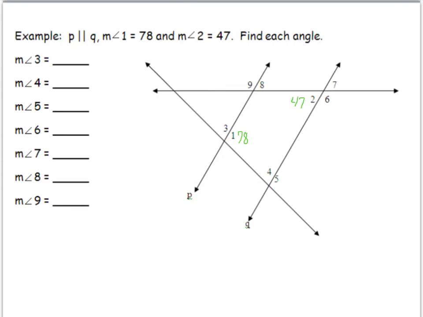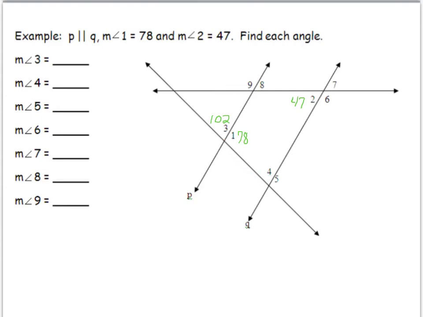If we're working with this transversal first, I'm going to figure out what the missing angles are. If I take a look at angle 3, maybe I want to find that angle first. I notice angle 1 and angle 3 form a linear pair, so they should be supplementary, so they should add up to 180. So what plus 78 gives me 180? That would be 102.